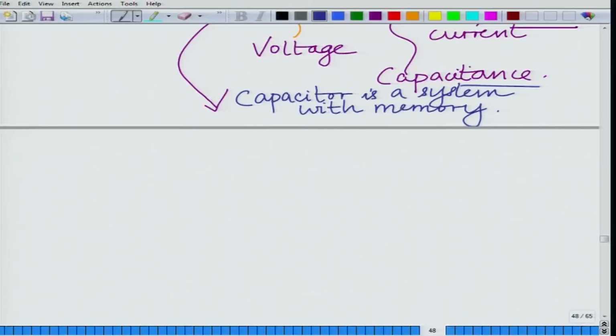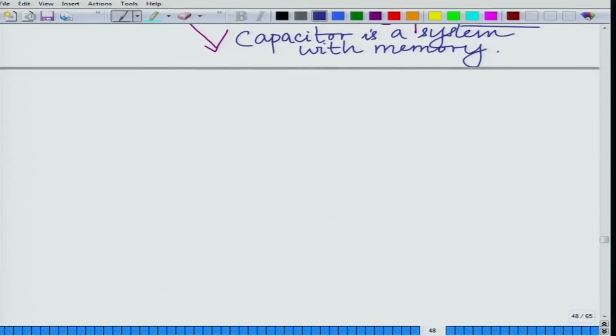Okay. Let us now come to yet another important property of a system, that is causality, that is, causal versus non-causal systems.